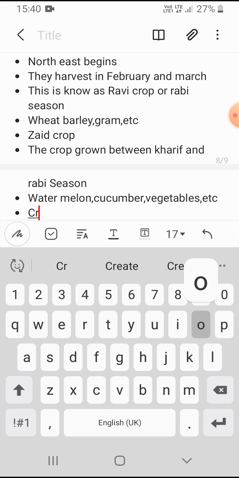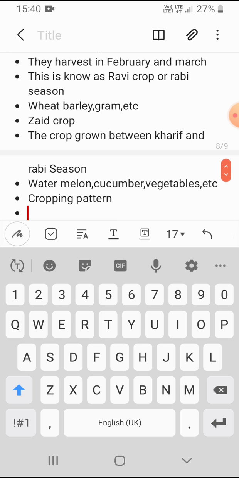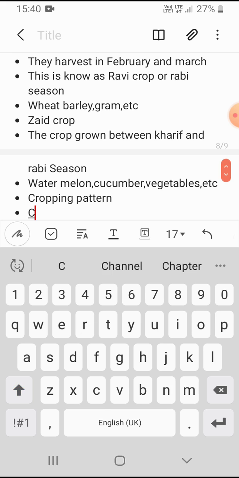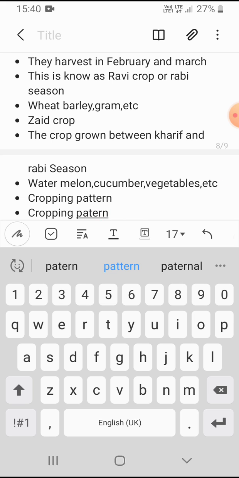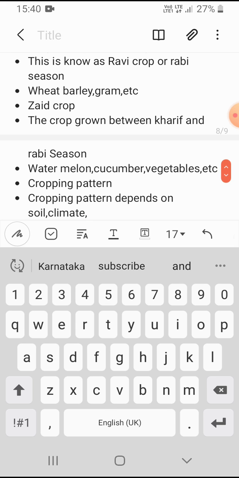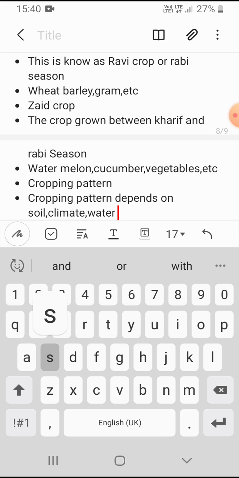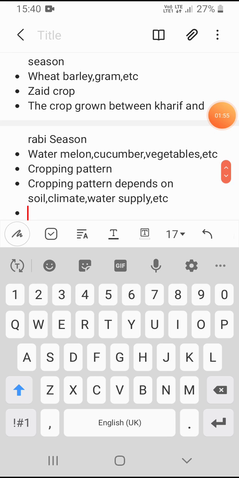Next is cropping pattern. Let's know where and how this crop is grown more. Cropping pattern depends on soil, climate, water supply, and many more things.